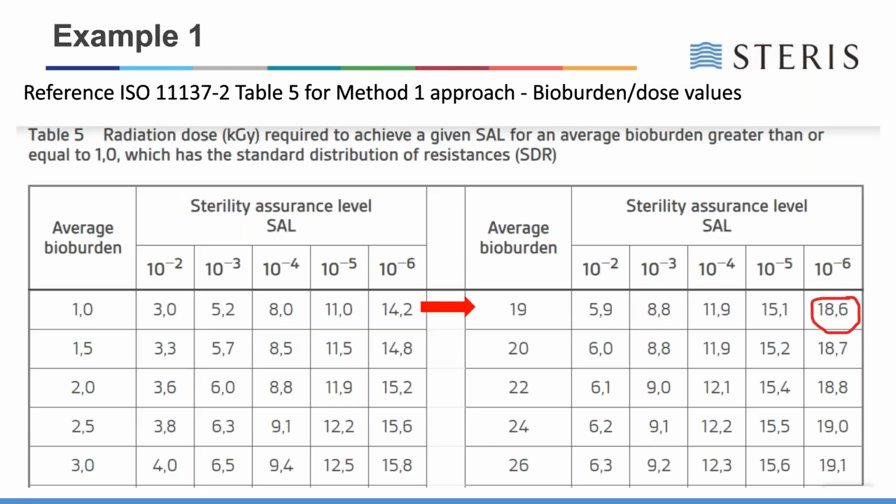For reference, off of table 5, here we looked up the 19 CFUs that we determined in our bioburden, and it gives us a routine minimum dose of 18.6 kilograys for our 10 to the minus 6 SAL.